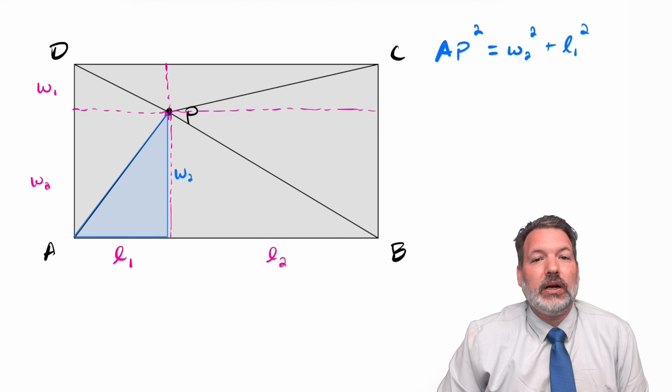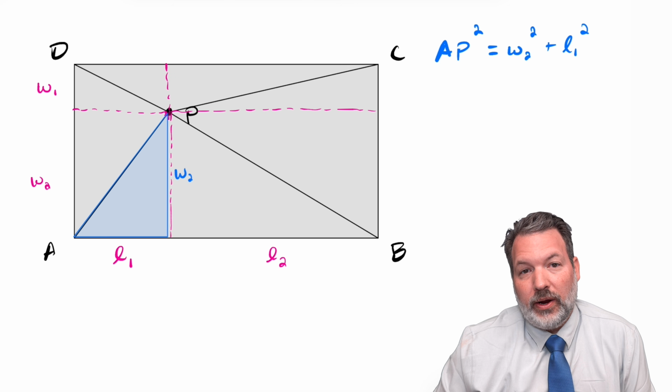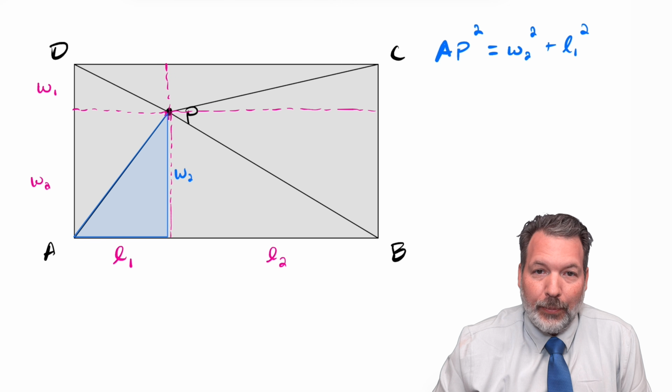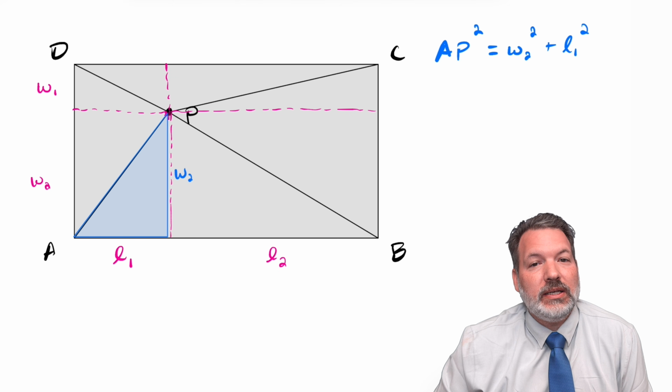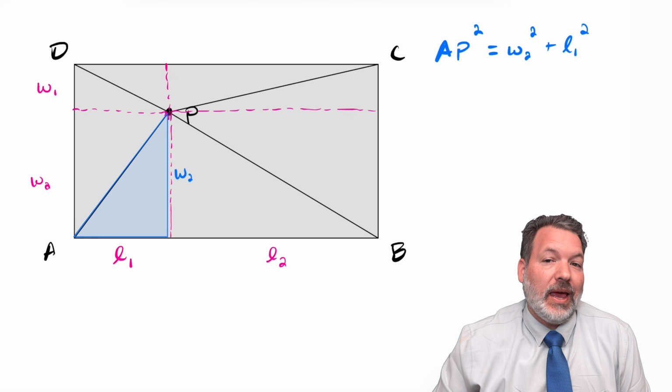Now, importantly, we're going to leave everything in terms of the squares. This is where that rational trigonometry thing comes in. In rational trigonometry, we don't take the square root to get distance. We leave things squared to get quadrances. And so we're going to leave this AP squared.